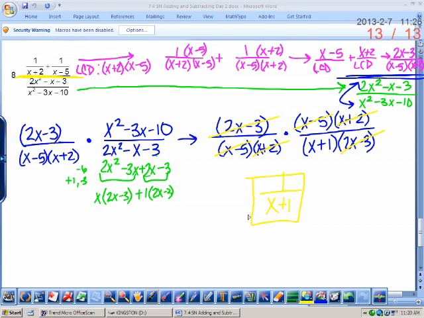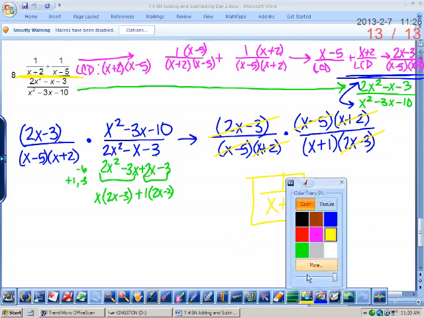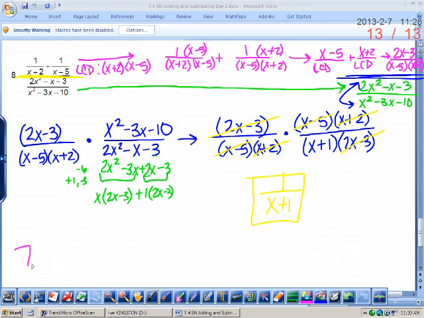I almost died. Okay. Reminder about your quiz tomorrow. Your quiz tomorrow covers 7.1 through 7.4. Please remember that 7.1 was variation, okay? Direct variation, inverse variation, combined variation, and joint variation. So don't forget about that. Then there's adding and subtracting, multiplying, dividing, and then complex fractions. Okay? So everything in complex is fine?